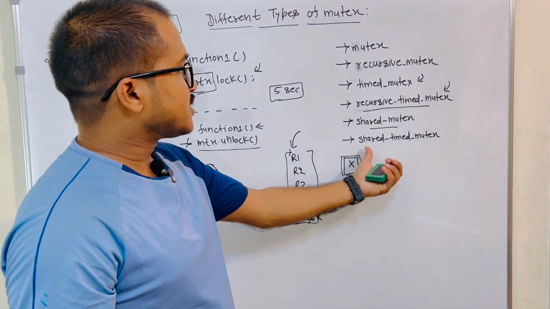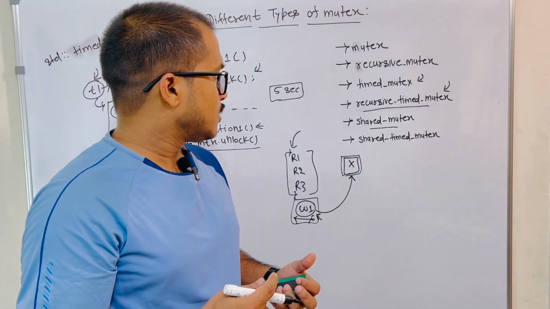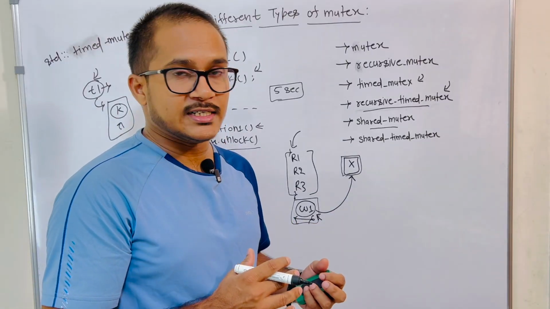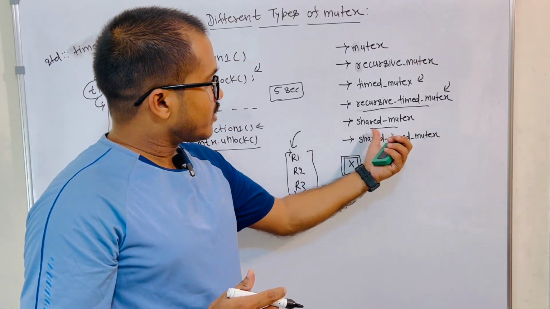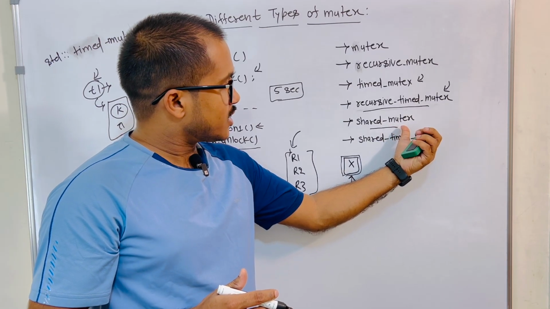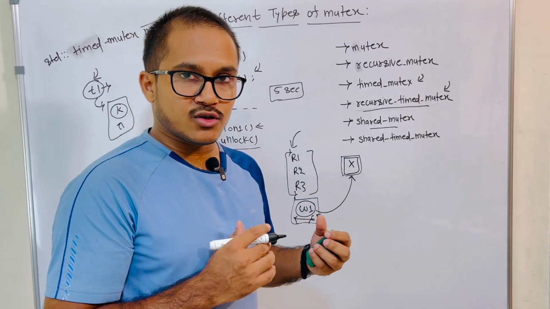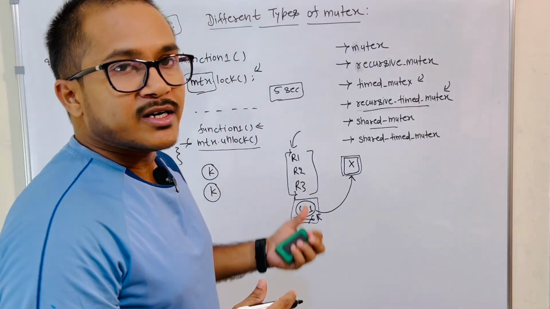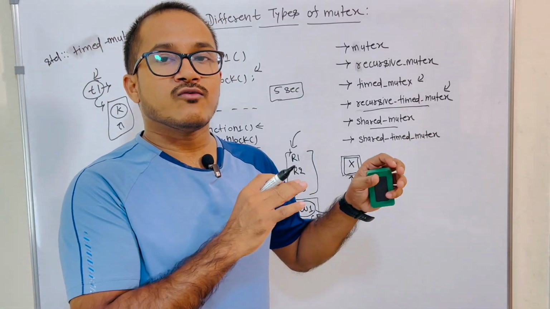And the last one is shared timed mutex. So in case of shared mutex, there is no timeout functionality. If someone wants to acquire this particular mutex, and the mutex is not available, then a timeout will not happen, and that particular thread will keep on waiting forever.